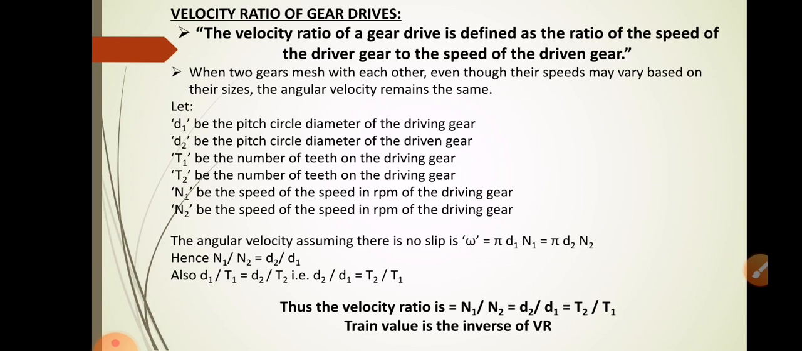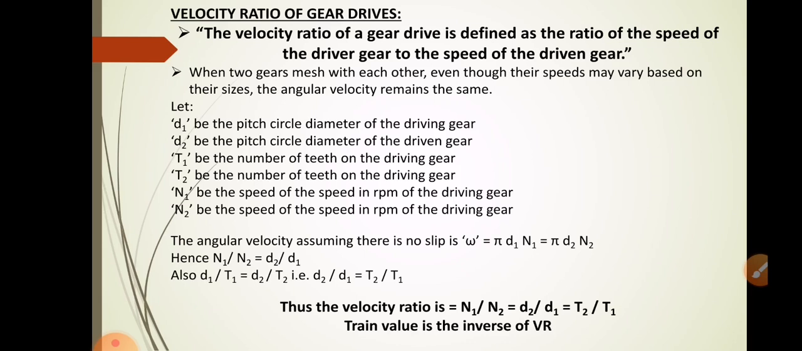Okay, so let's see what is the definition of velocity ratio. The velocity ratio of a gear drive. A gear drive is where there are multiple gears. It starts with two, and you can have more number of gears also, and it can be a simple gear train, or it can be a compound gear train. That assembly itself is called a gear drive. So the velocity ratio of a gear drive is defined as the ratio of the speed of the driver gear to the speed of the driven gear.